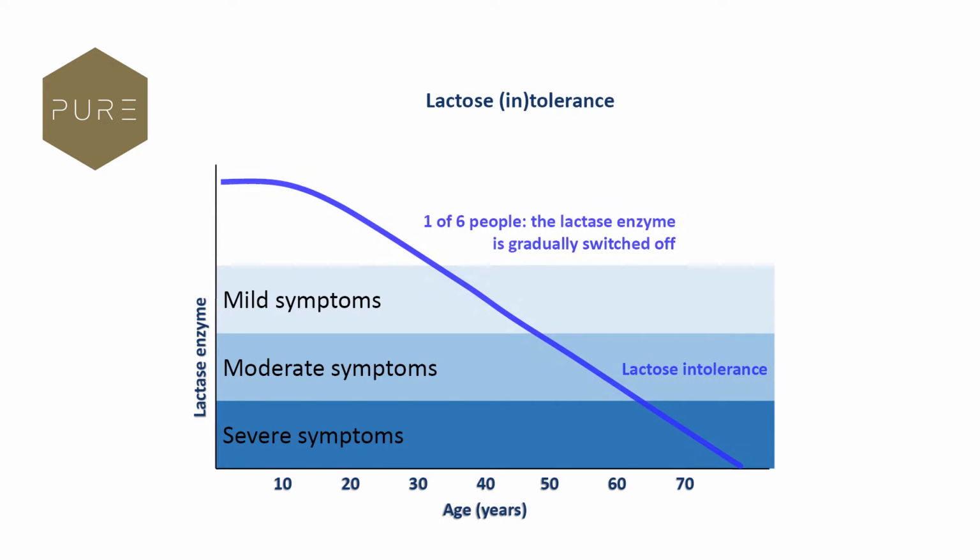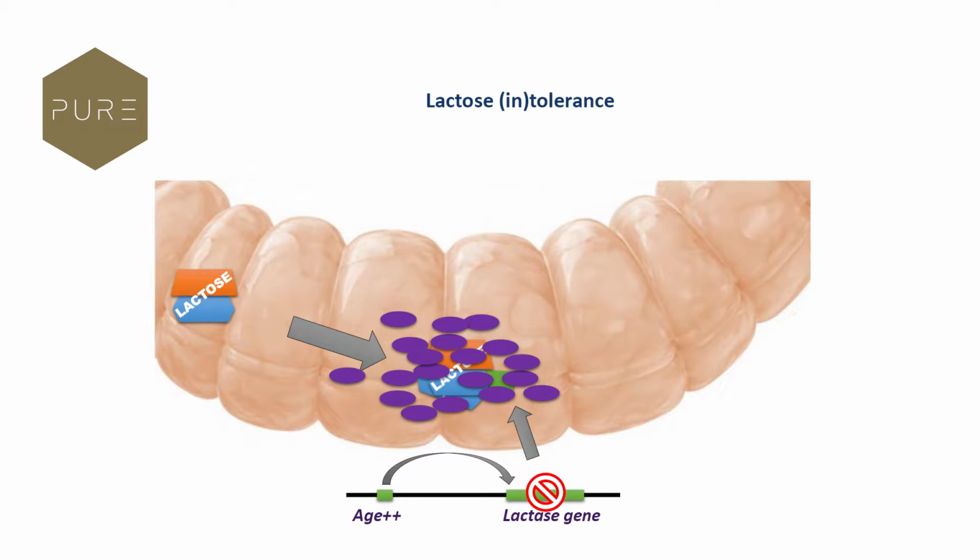The amount of lactase enzyme over age is usually very high at the beginning, and then it starts to decline, which means that in 1 in 6 people, the lactase enzyme is gradually switched off, and it will first cause mild symptoms if you eat milk products, and it will become increasingly severe.